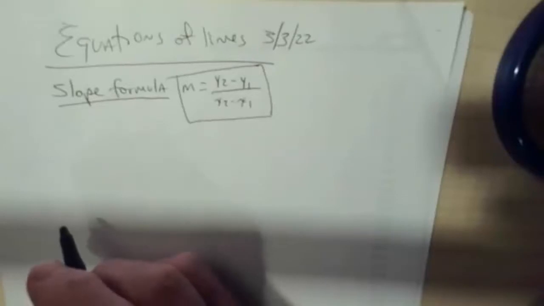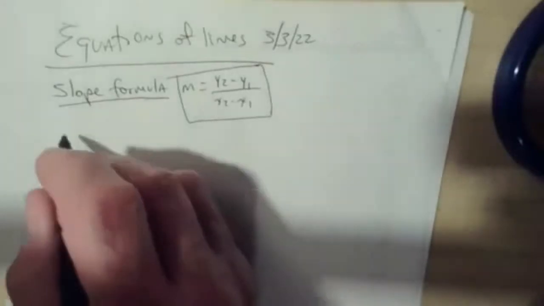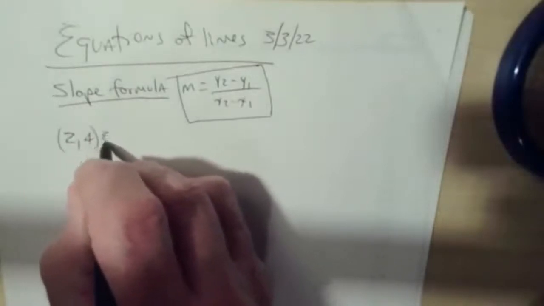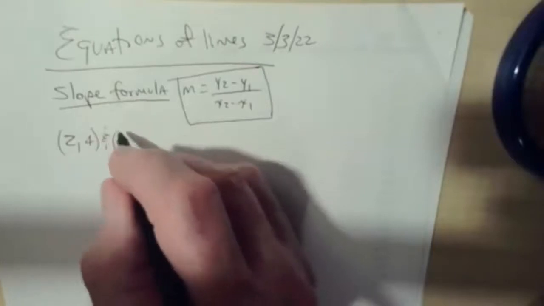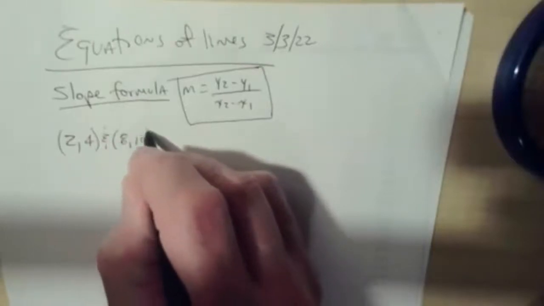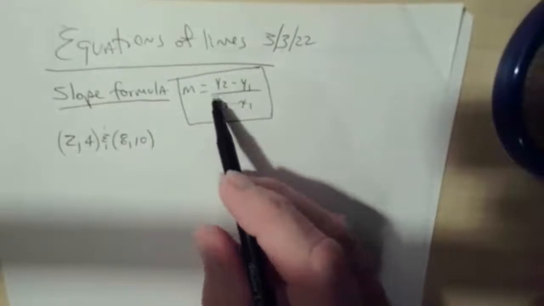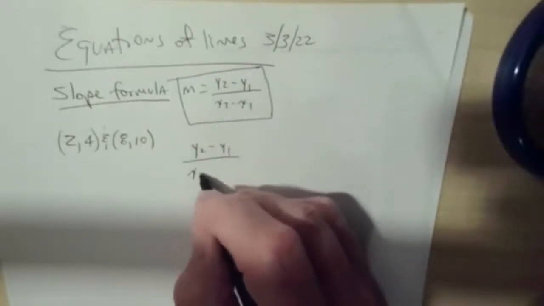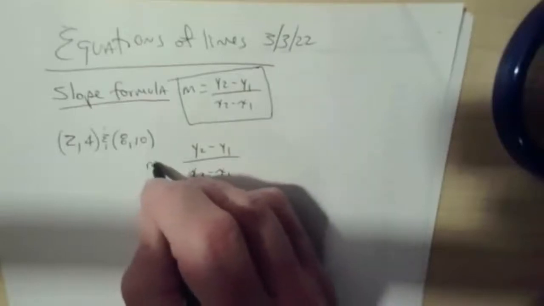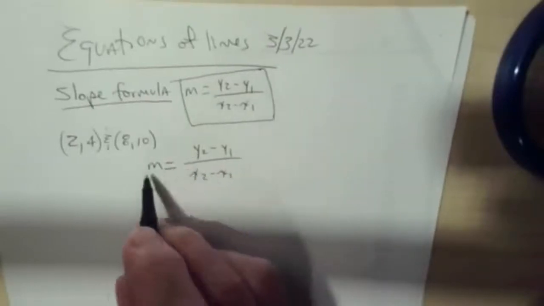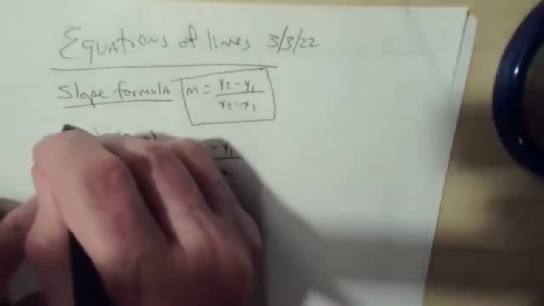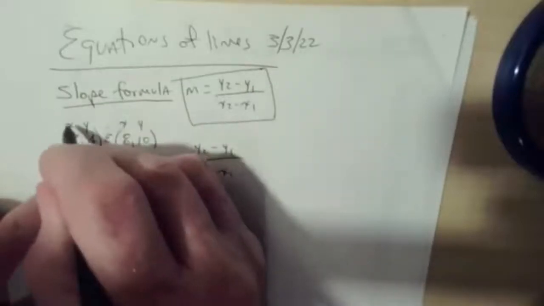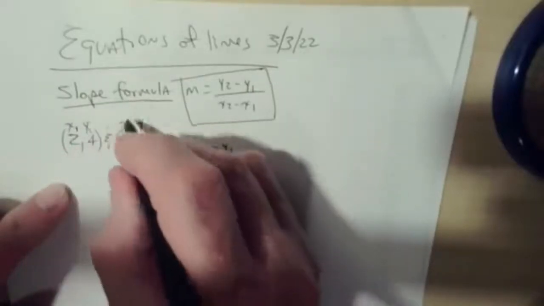So if you're given these 2 points, (2, 4) and (8, 10), our formula is y2 minus y1 over x2 minus x1. This is, again, slope, lowercase m. Remember, these are always in the form xy. This is the first coordinate, so we call it x1 and y1. This is the second coordinate, so we call it x2 and y2.